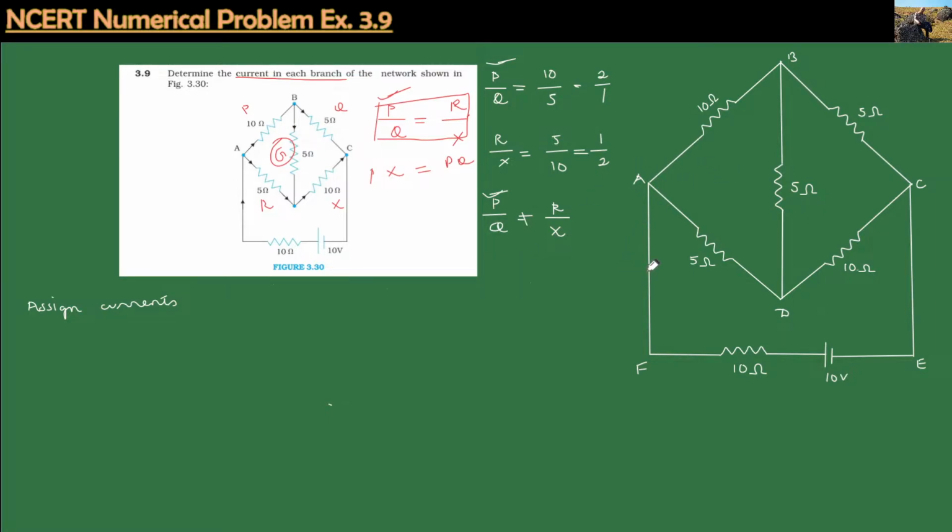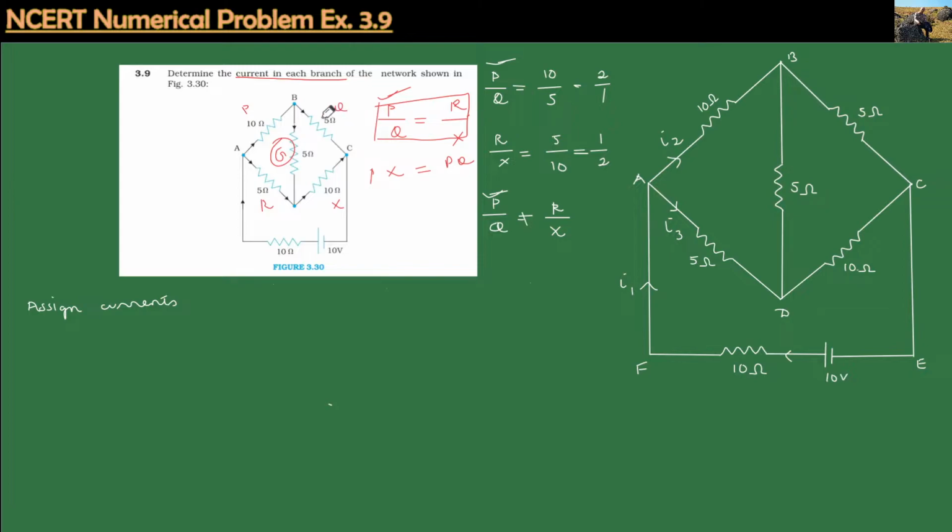Then the first thing we need to do is assign currents. This is the cell having EMF of 10 volts. The current will come from this cell and flow along this direction. Let I1 be the current flowing along the branch FE. Then this current in the main circuit enters this branch, and part of it also enters the other branch. Let I2 be the current flowing across branch EB, and let I3 be the current moving along branch AB.